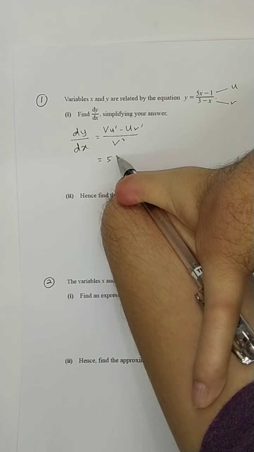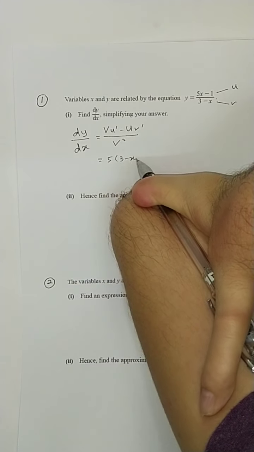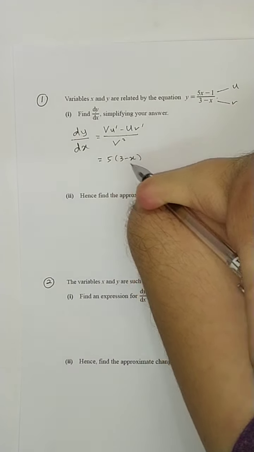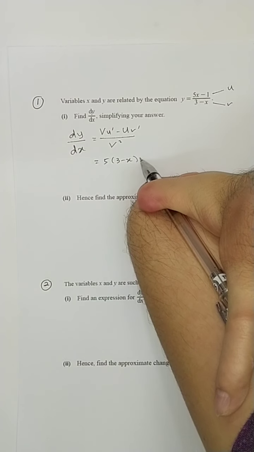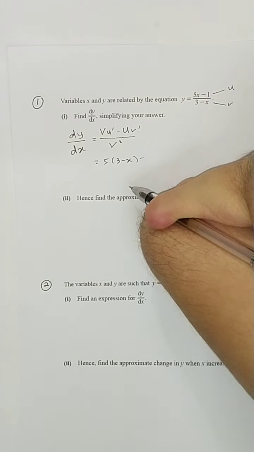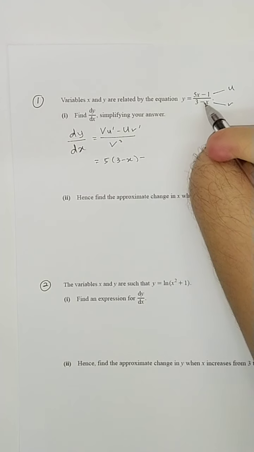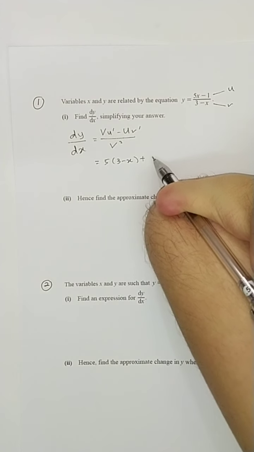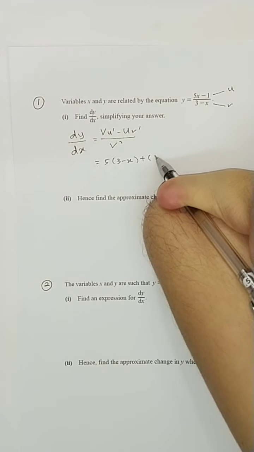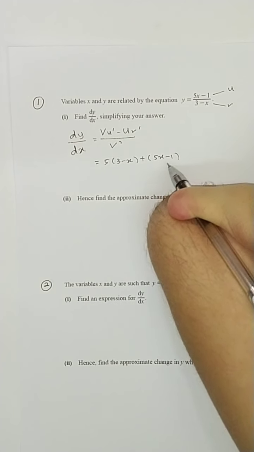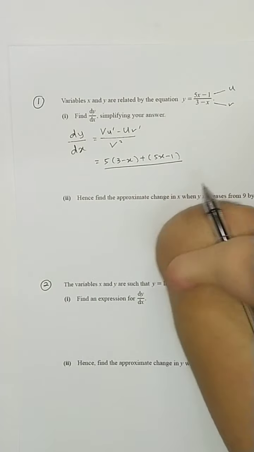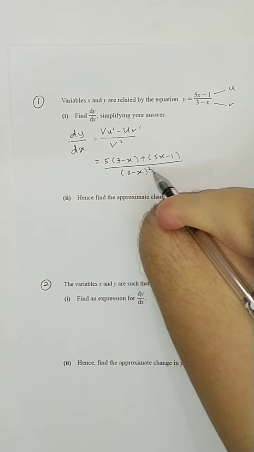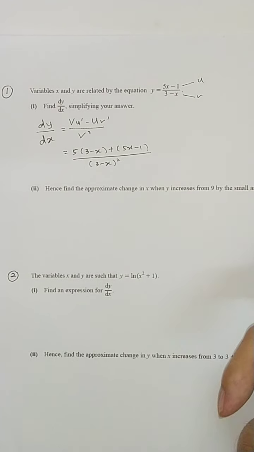So I will simplify directly. 5 multiplied by 3 minus x. 3 minus x is v, and 5 comes from the differentiation of u. Minus u dv/dx. What happens when we differentiate v? Negative 1. Since negative and negative, we will get positive 1. So u is 5x minus 1, over v squared, which is 3 minus x all squared.